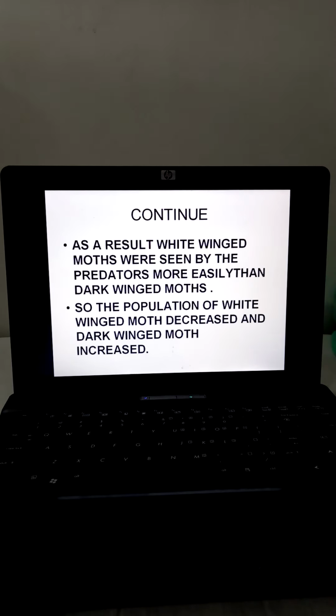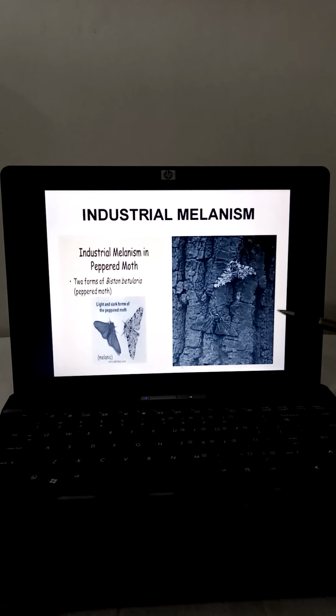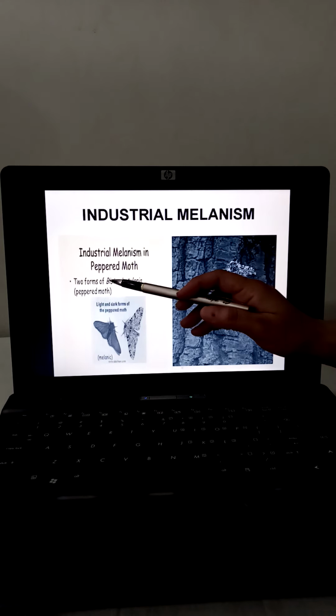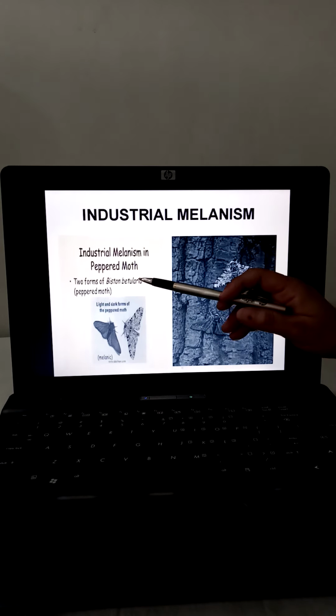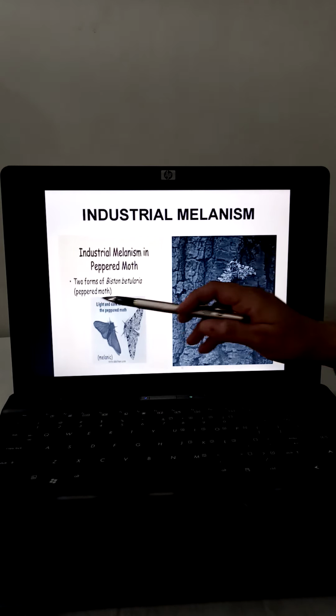You can see it through this pictorial representation also. The moth which I am talking about is Biston betularia. This is called the peppered moth. Two varieties of it are present, one which is melanic, meaning black colored, and the white colored or dotted moth. And this was the condition after the industrialization.